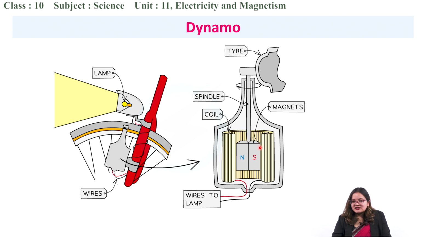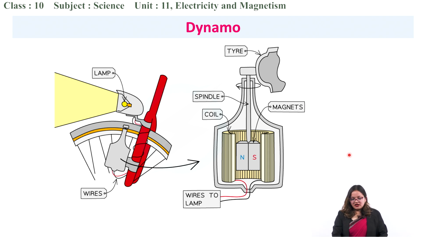When the magnet starts rotating, the magnetic flux changes around this area. Due to the change in magnetic flux, EMF is induced in these coils. Since the coils are connected to the lamp in front of the bicycle, after the change of the magnetic flux, this induced EMF gives current, and then the lamp gains power. This is how a dynamo works.